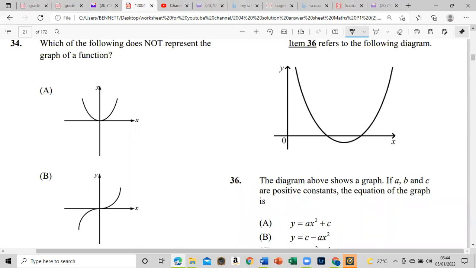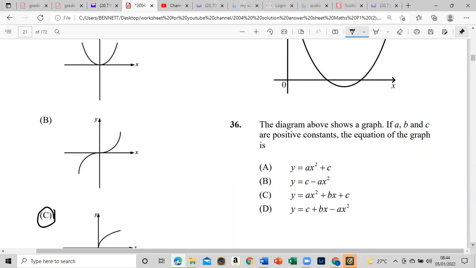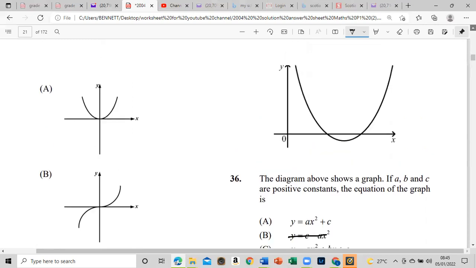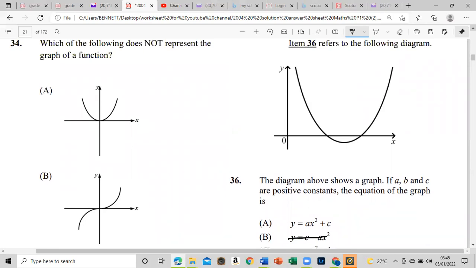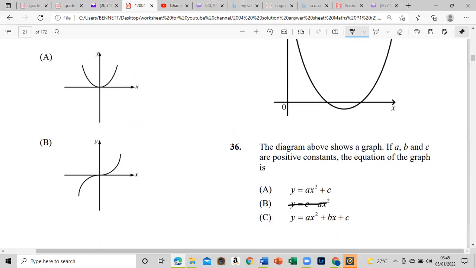The diagram above shows a graph. B and C are positive constants. The equation of the graph is y = a squared plus c minus something. So it can be given here as the graph turns up, so it means it has a maximum, right? This would be C.